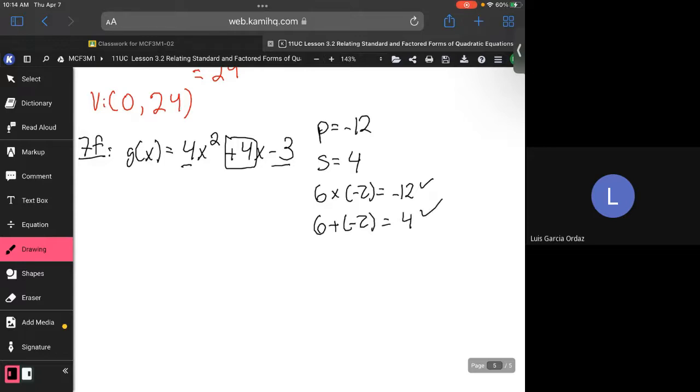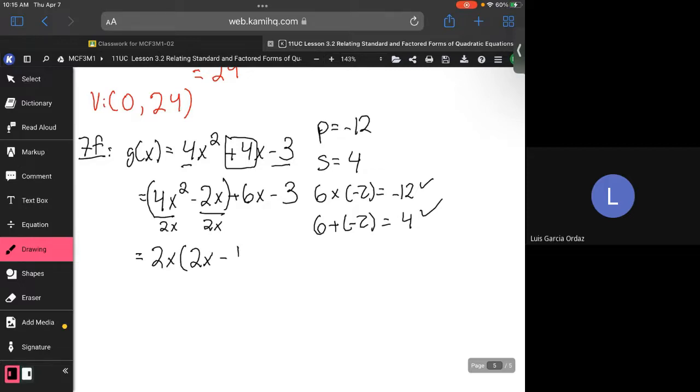So now I'm going to rewrite it. So this is where you would rewrite the whole grouping thing because there's a number in front of my x squared. So I would write 4x squared minus 2x plus 6x minus 3. And now we're going to go pair by pair. So I'm going to focus on 4x squared and negative 2x. What's my greatest common factor? 2x. So if I divide everything by 2x, what do I get? 2x. Okay. It's 2x. So I get 2x, and what's my last one?